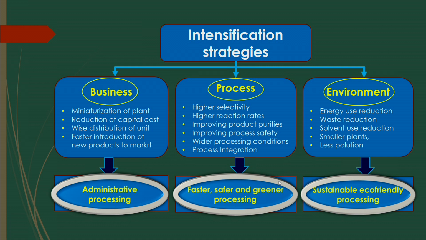And also sustainable, eco-friendly processing should be there, so that less energy is consumed, less waste goes into the environment, and fewer chemicals are used, so that hazardous materials will not come into the environment. Also, you have to make these plants as small as possible, and create less pollution. So, these are the basic strategies of process intensification: business, process and environment.